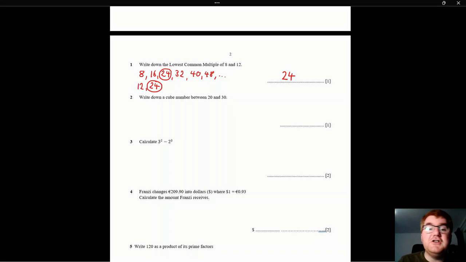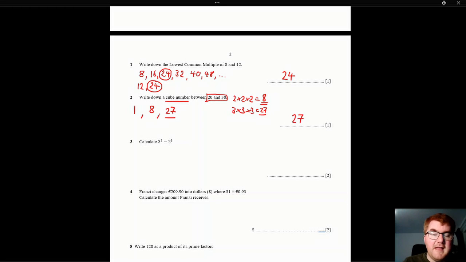Next one here is write down a cube number between 20 and 30. So a cube number here is a number times by itself 3 times. So for example, 2 times 2 times 2. So 2 times 2 is 4, 4 times 2 is 8, so 8 would be an example of a cube number. We can do 1 times 1 times 1, that's equal to 1. 3 times 3 times 3, so let's think about that. 3 times 3 is 9, 9 times 3 is 27, and that is the number that we are looking for because we want the cube number between 20 and 30. So 27 is going to be our answer there.